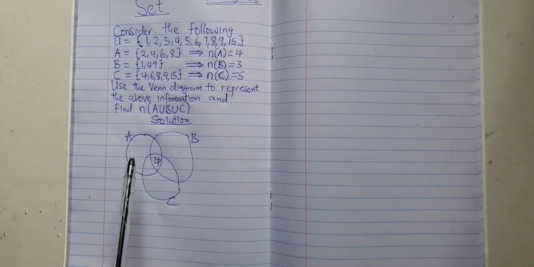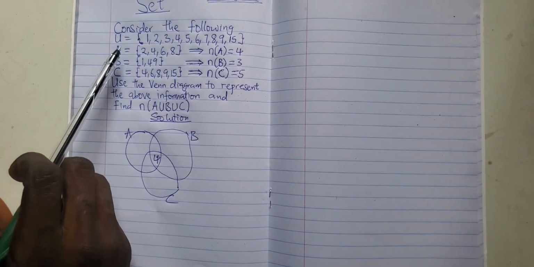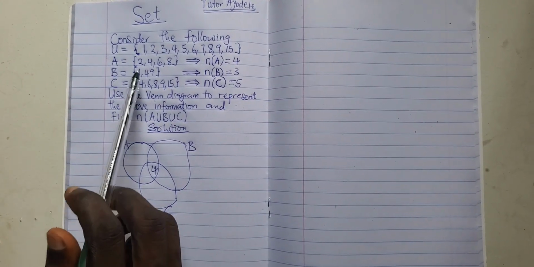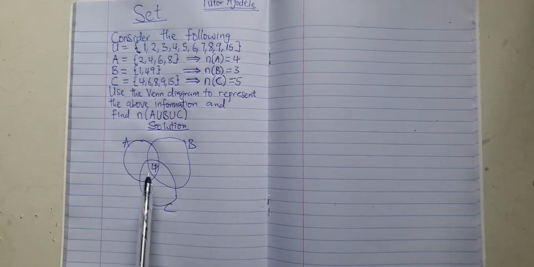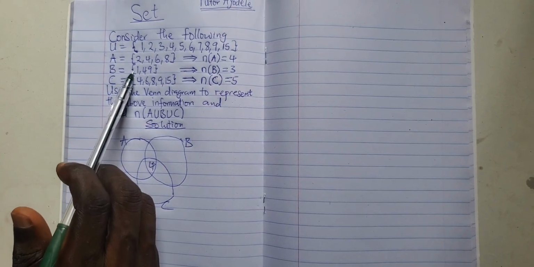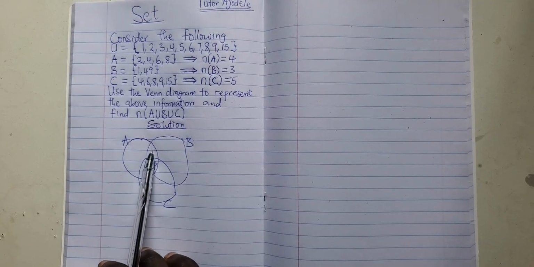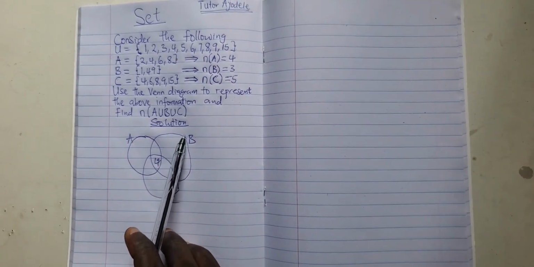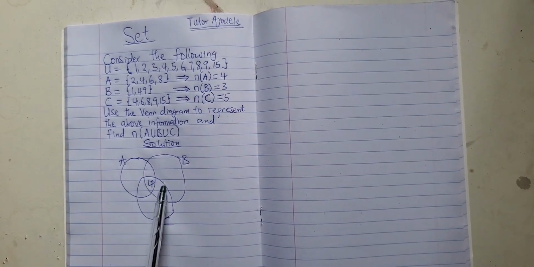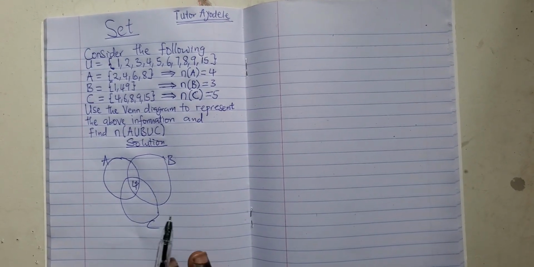Okay. Now, is there any element that is common in A and B? Let's look at set A and set B. Apart from 4, which is common in all of them and which I've already written here, is there any other element that is common in A and B? We see that there are no elements, so we leave it like that. This space represents the elements common in A and B only. If you trace it, it's part of B and part of A, but not part of C. So that one is nothing. We leave it like that.